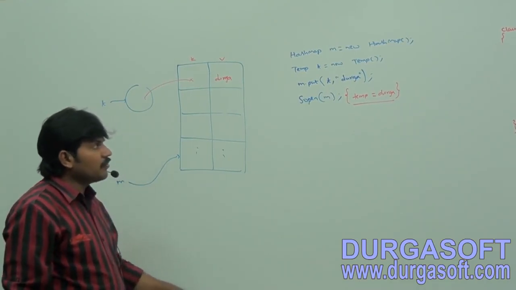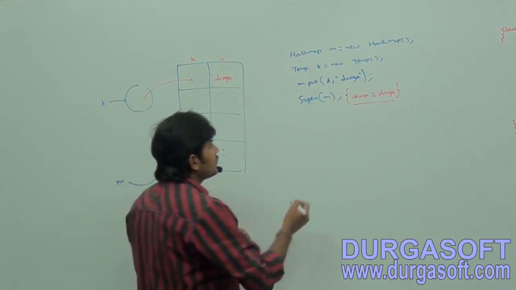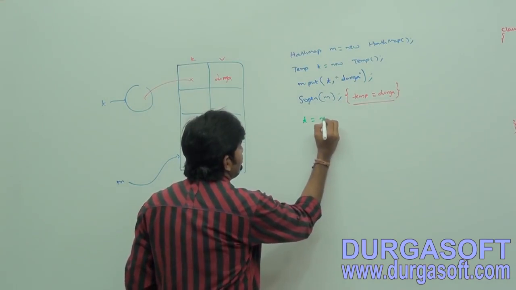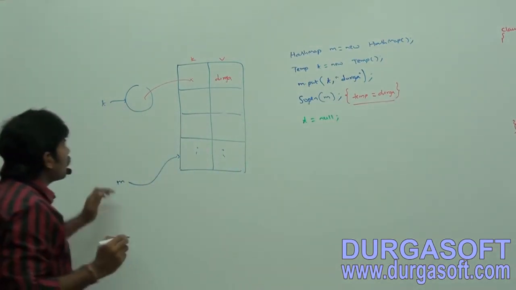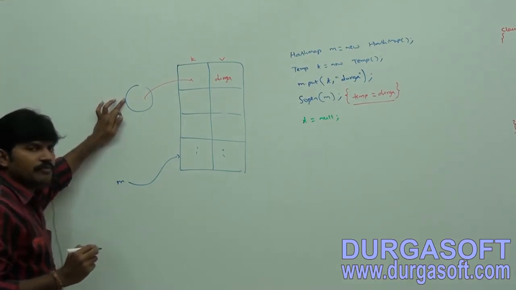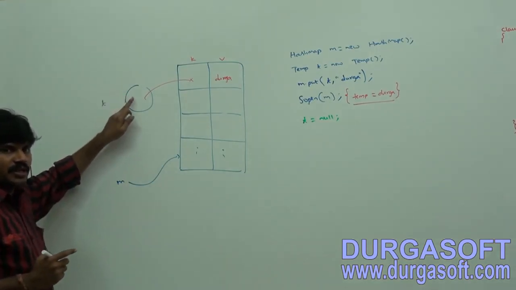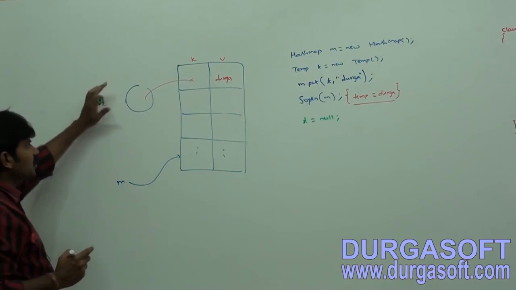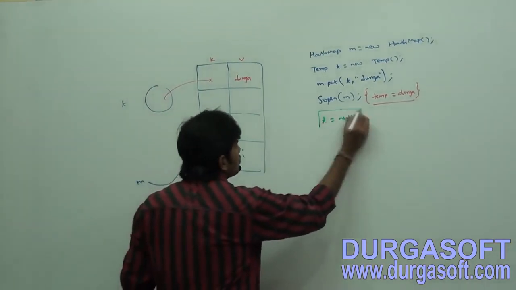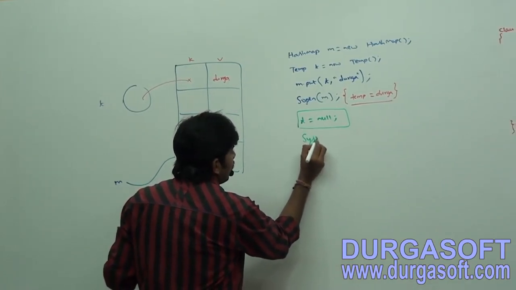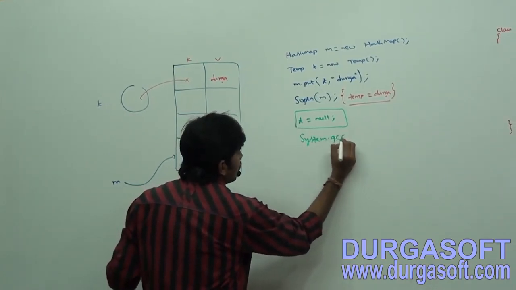Now what I am doing is t is equal to null. Sir, t is equal to null. If t is equal to null, this object doesn't have any reference. Are you getting? t is equal to null means this one doesn't have any reference. Now I call System.gc. Observe a bit carefully. I called System.gc.